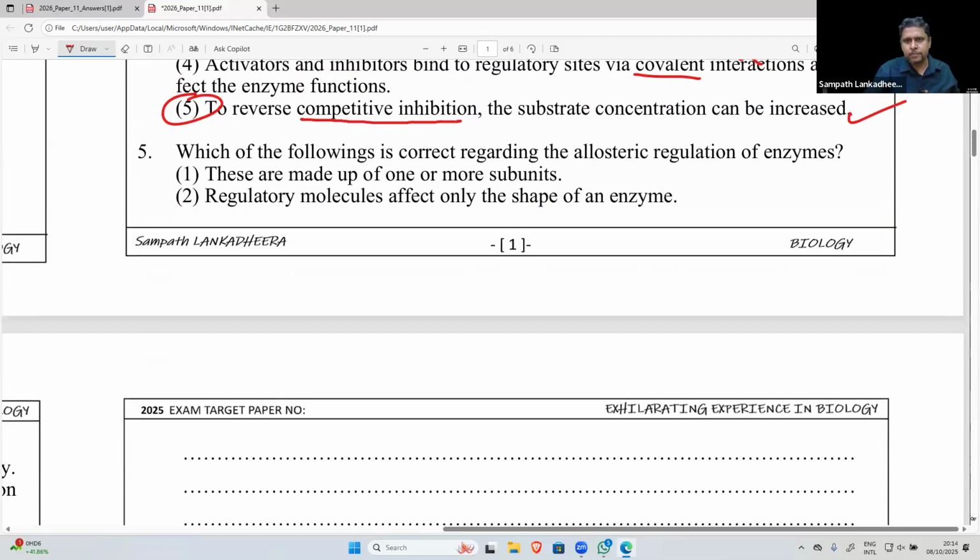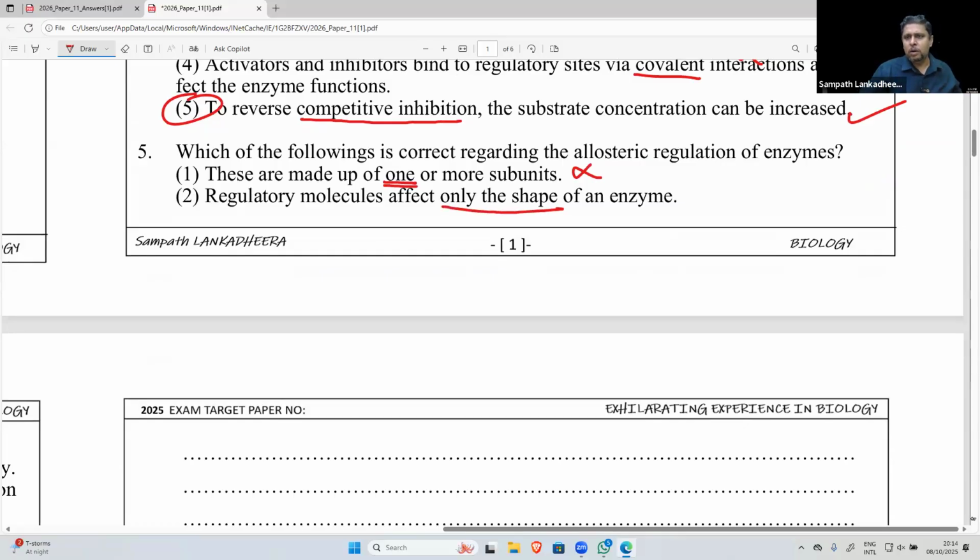Right, fifth question. Which of the following is correct regarding allosteric regulation of enzymes? These are made up of one or more subunits. Not one or more, it was two or more. Wrong.